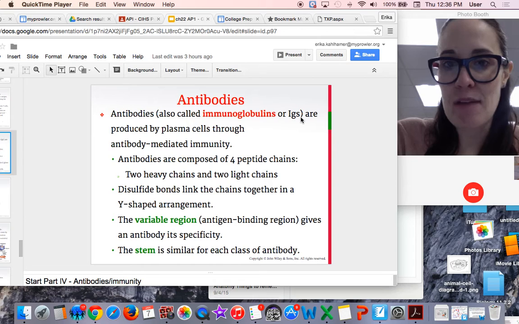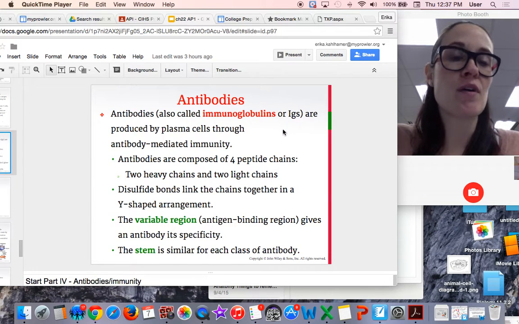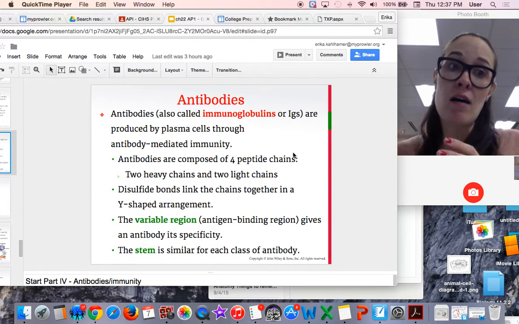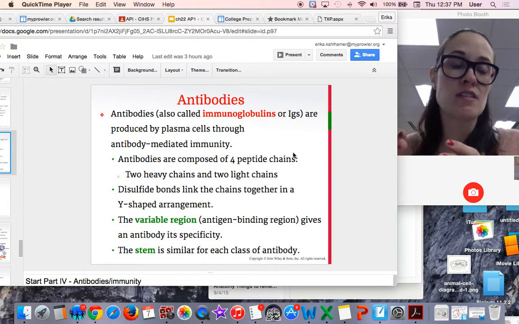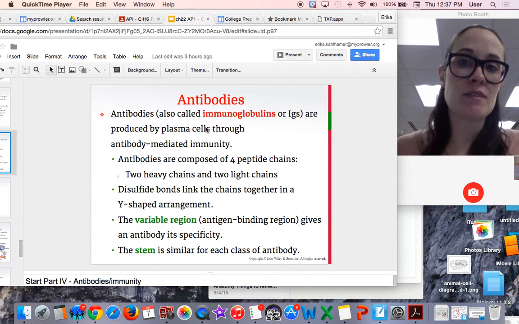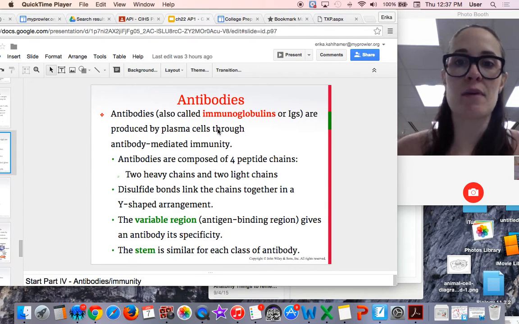Same thing, okay? We talked about how B cells, when they're activated through clonal selection and differentiation, can become a cell called a plasma cell. These plasma cells are what make the specific antibodies.